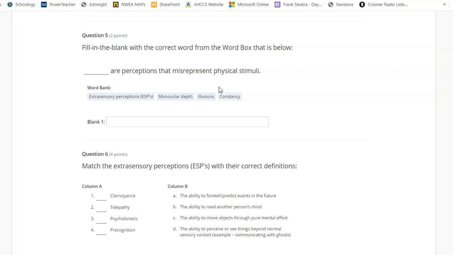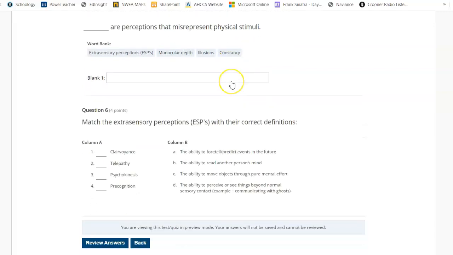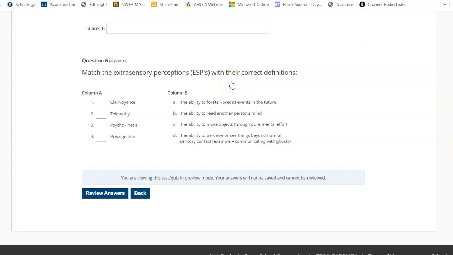Fill in the blank with the correct word from the word boxes below. Blank are perceptions that misrepresent physical stimuli. Extrasensory perceptions, or ESPs. Monocular depth, illusions, constancy. And match the extrasensory perceptions, ESPs, with their correct definitions.